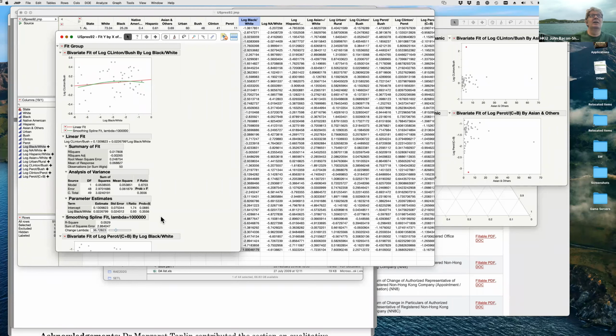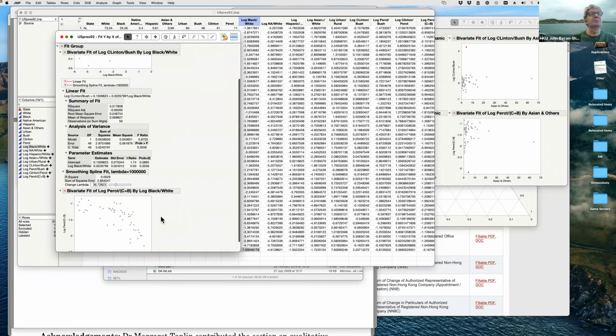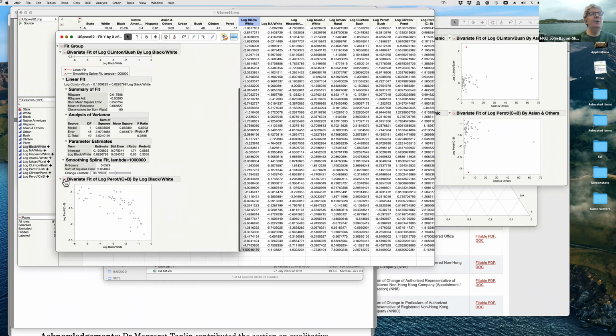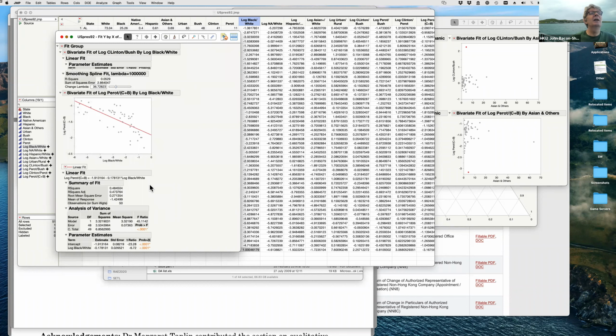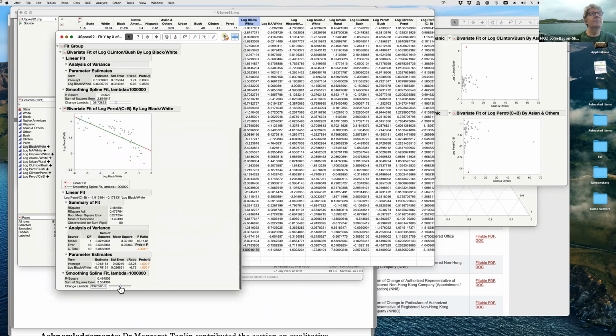So it looks like the blacks didn't particularly turn out for Clinton. But if we look at the effect on Perot, we can see generally it's a very large effect. And if we put the smoother on here, you can see it's even pretty extreme, right?